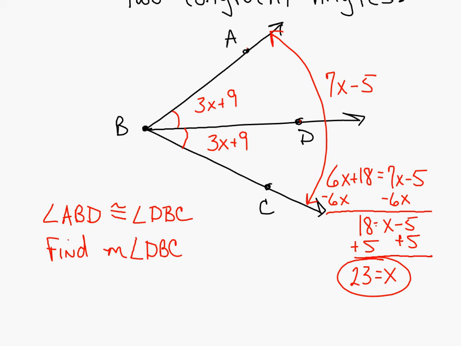So if 23 is equal to x, and we're looking for angle DBC, then isn't it going to be equal to 3 times the 23 plus 9? And that's what? 78. Okay, 78 degrees.